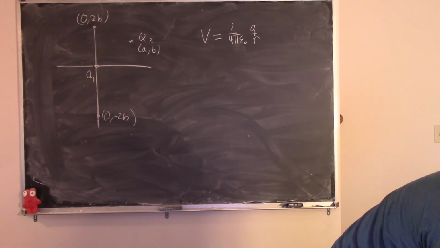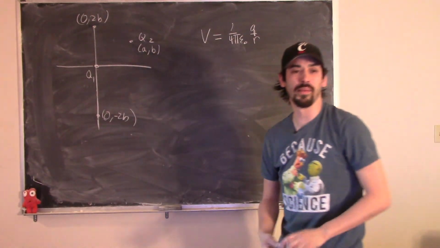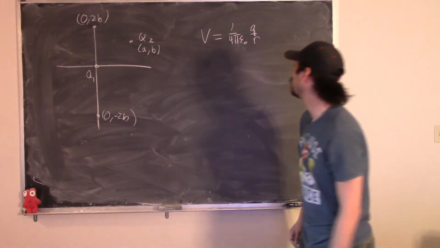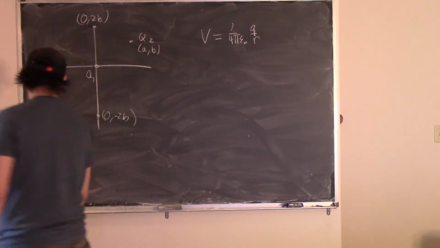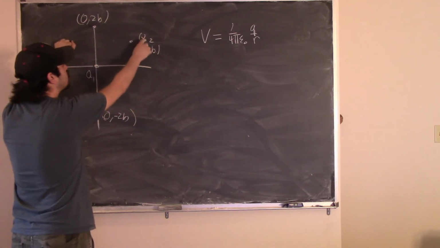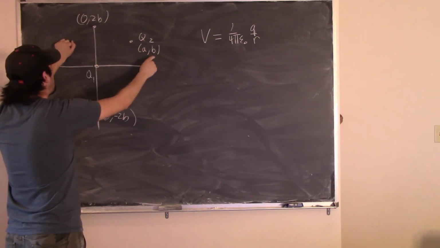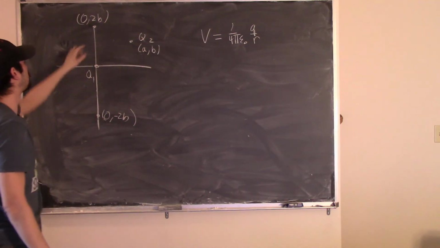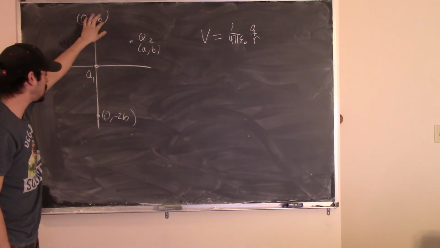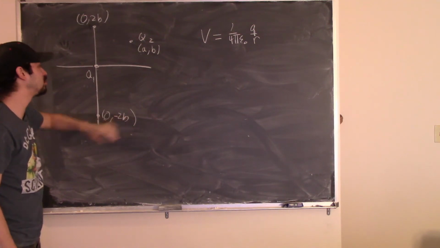Okay, we're back. Let me go back through explaining what I was doing here, because you didn't see me set the problem up. We have some charge Q1 at the origin. We have some charge Q2 at the point (a, b). And what we want to do is find the difference in electric potential between the point (0, 2b) and the point (0, -2b).